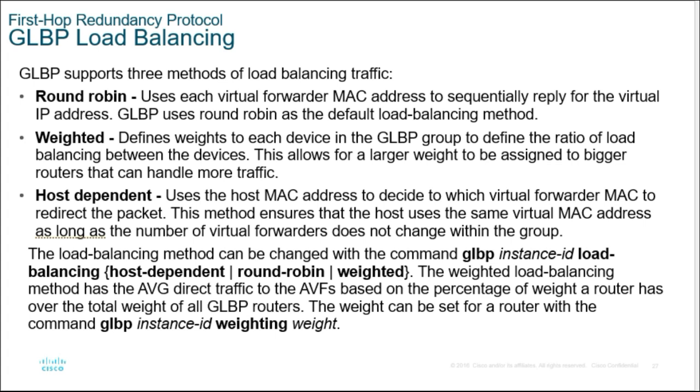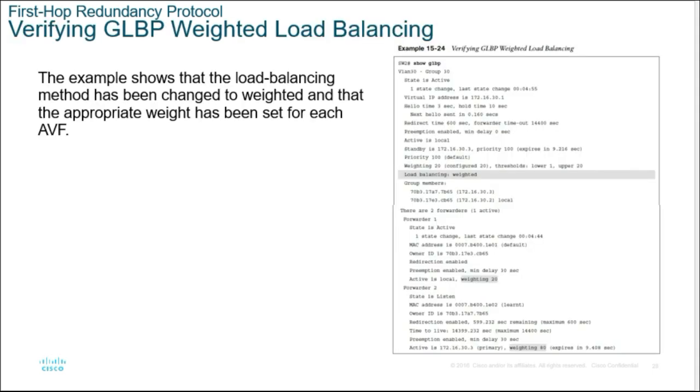The command to change between the three methods is keyword GLBP, the group or instance ID, the load balancing keyword, and then you define which method you want. By default, again, it is round robin. For the weighted method, you need to define the weight by using the keyword weighting and then the weight. Here's an example of GLBP where the load balancing method is weighted. You can verify the method of load balancing by using the show GLBP commands.